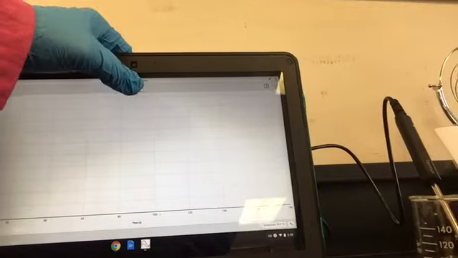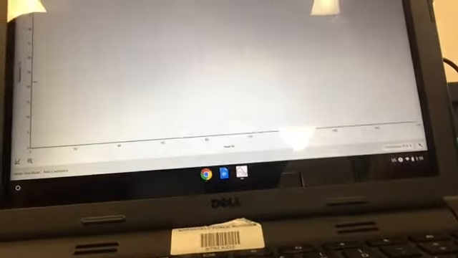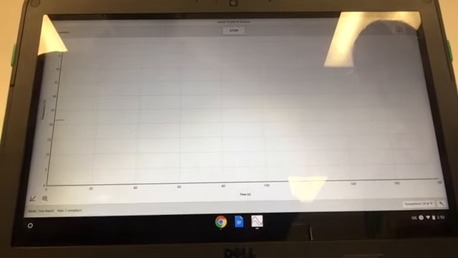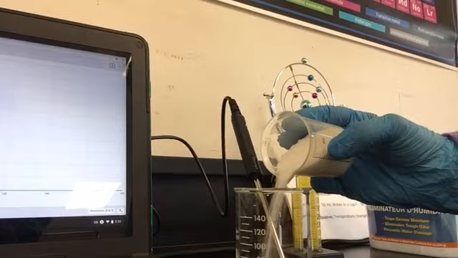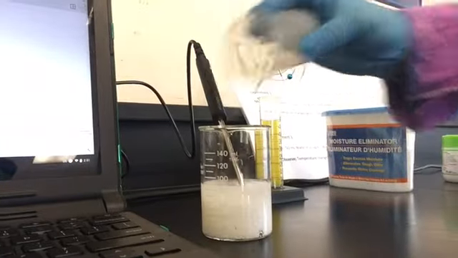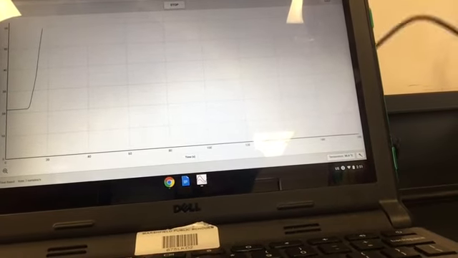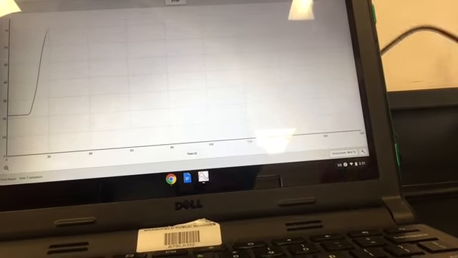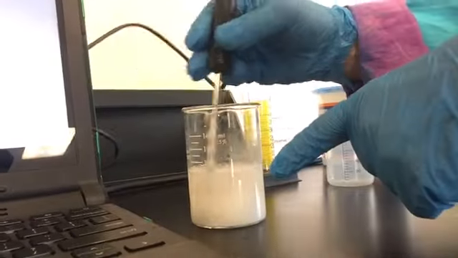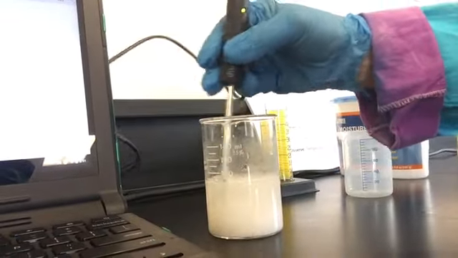Here we go. So why don't we read the initial temperature? So right now, it's reading at about 22 degrees Celsius. All right. In goes the calcium chloride. Stir, stir, stir. Whoa. Graph. Whoa. Ooh, what else are we seeing, Mrs. Christian? Bubbles, kids. Woo! Bubbles.